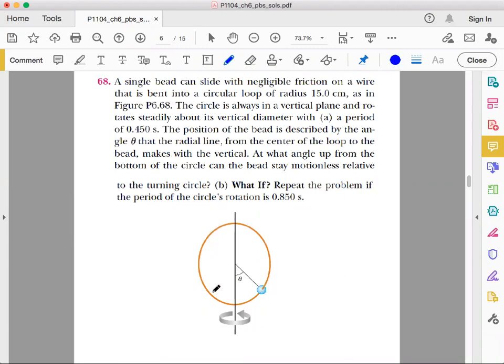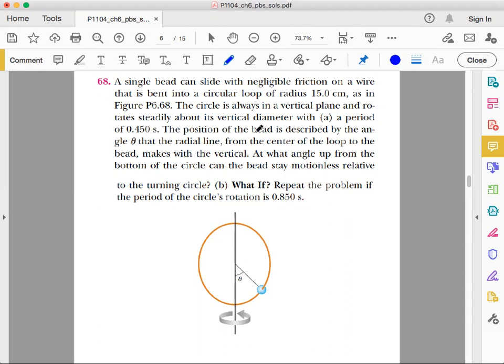This circle, which is in orange, is always in a vertical plane and rotates steadily about its vertical diameter. So it rotates as shown here in the figure. This is the vertical diameter, and this circle is all the time rotating. When they say steadily, it means with a constant velocity and with a period of 0.45 seconds.